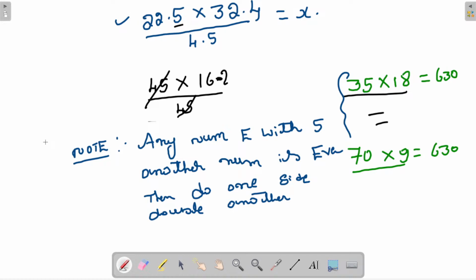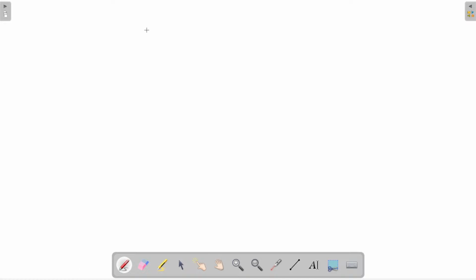Model number 2. Any number ending with 5, another number is an even number, do one side double, another side half. Now for model number 2, suppose the question is this: 2.5 divided by 0.75 into 27. Can I do double and half? No. So what's the reason?